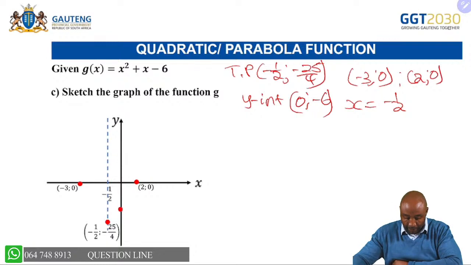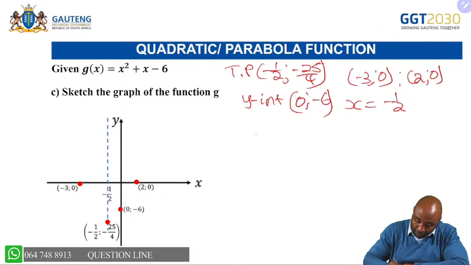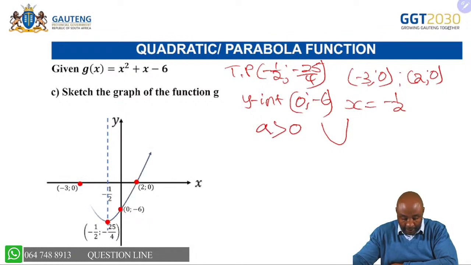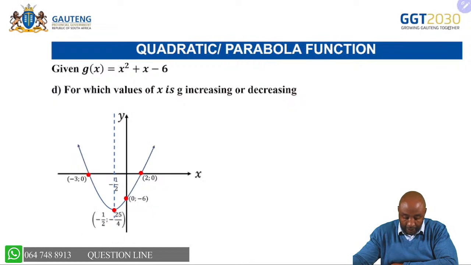My y-intercept came in late, and then from there, I'm left with the shape. If I check my g of x, my a is positive, greater than 0, meaning my graph is going to be concave up like that. Then I just join my points and I get my marks. As you can see, that's my g of x.